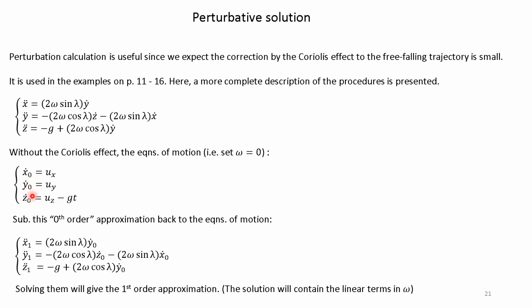And then now we substitute this zero order solution back into this exact set of equations. So then I'm getting this. You can see that this is exact, this is a zero order solution, and then here is the approximation that we are making. You can see that the right hand side, I'm putting the subscript 0.